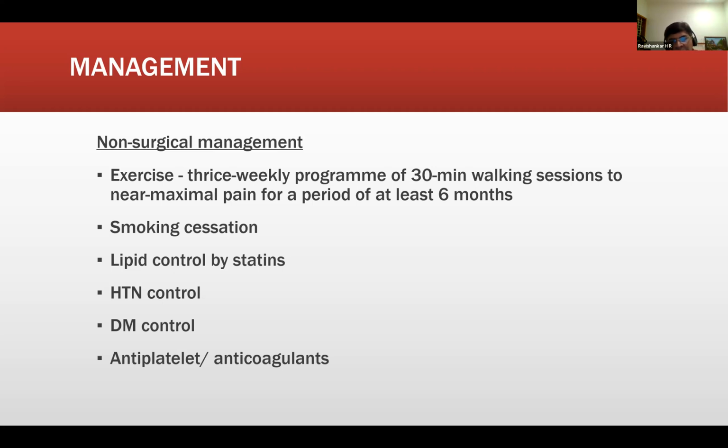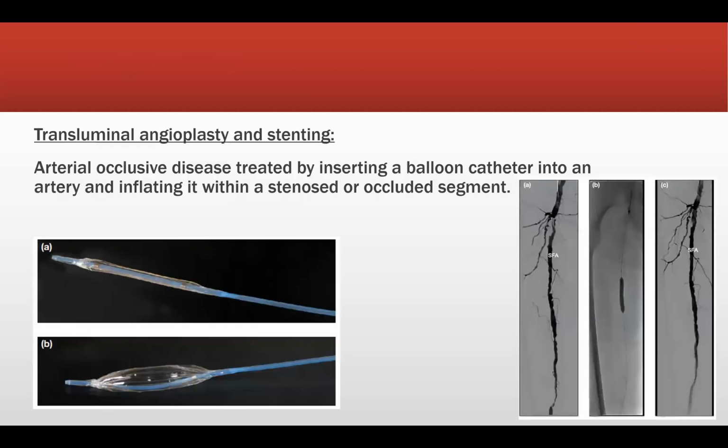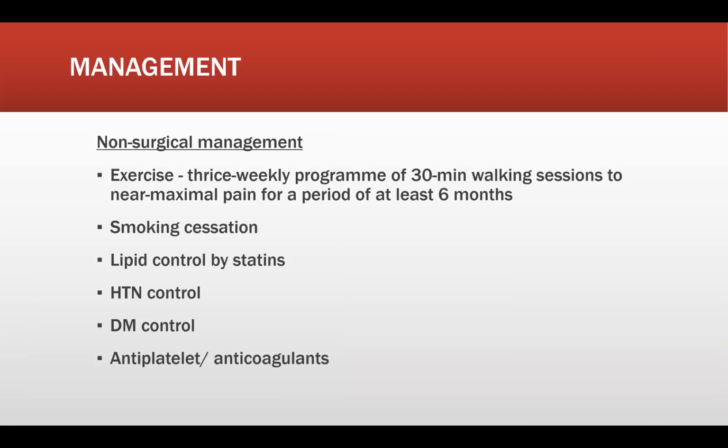Okay. Smoking cessation. By smoking cessation and lipid control by the statins, hypertension and diabetic control, and by use of antiplatelets or anticoagulants to reduce the risk of thrombosis. Is that all? I think there should be some more in that, sir. I think you should talk a little more about antiplatelets, anticoagulants. As sir said, this is a PG seminar. You can't just say it in one slide.